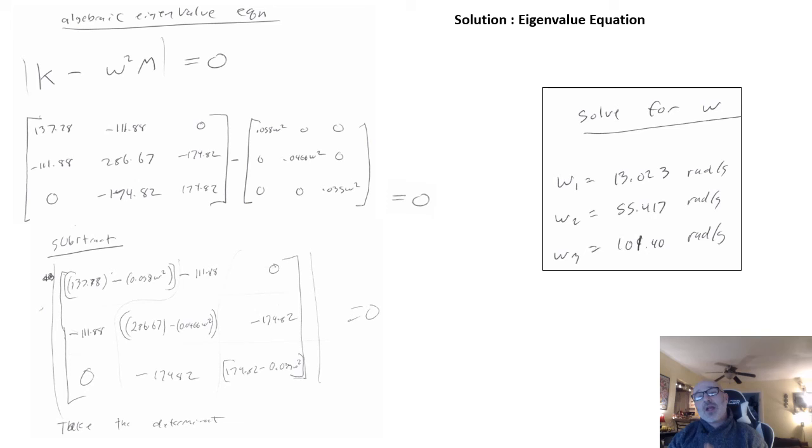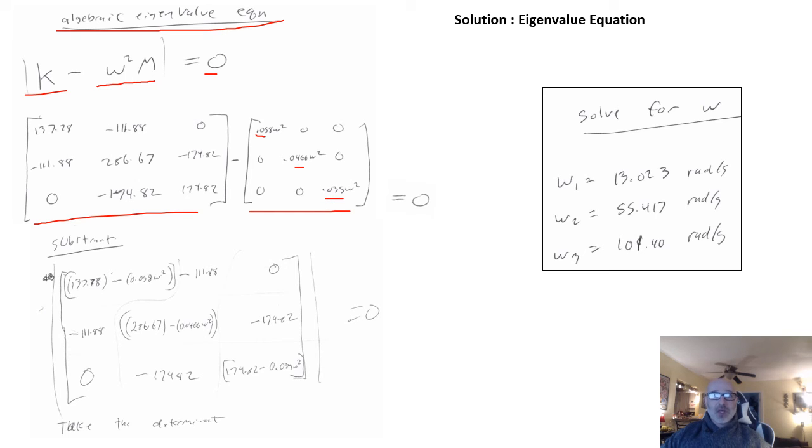So from here, now we can go back to our algebraic eigenvalue equation, which says that K minus omega squared M is equal to 0. Here's my K matrix. This is my M matrix with my omega squared multiplied through. I've just taken my M1, M2, and M3 and multiplied through by my omega squared. This is equal to 0.